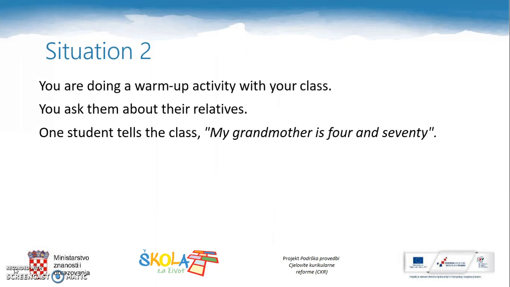Situation 2. You are doing a warm-up activity with your class. You ask them about their relatives. One student tells the class, "My grandmother is 74." In this kind of situation, stronger students usually react and step in with peer correction, which leaves me to use metalinguistic clues to get them to think about how we say numbers in English.